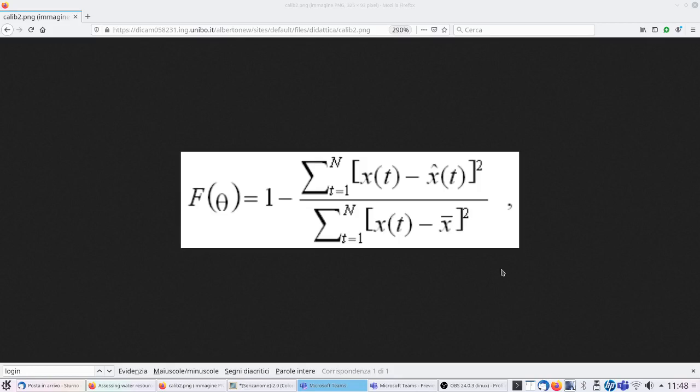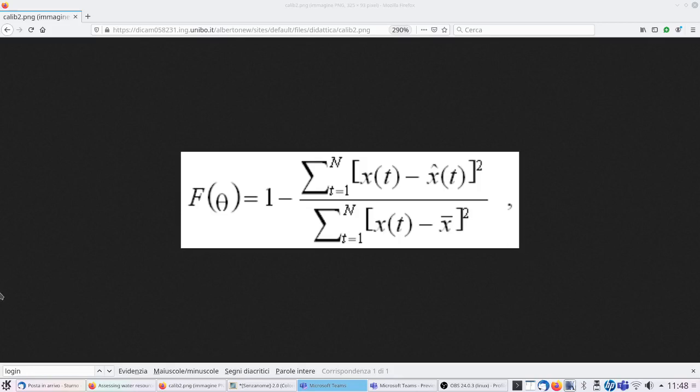A negative value of the Nash-Sutcliffe efficiency means that the model is definitely to be thrown in the garbage bin. If you get a value higher than 0, you can start seeing some benefits from the model, but as I told you, up to 0.5 the benefits are really not that good. You start to see good benefits when the Nash efficiency is higher than 0.5.